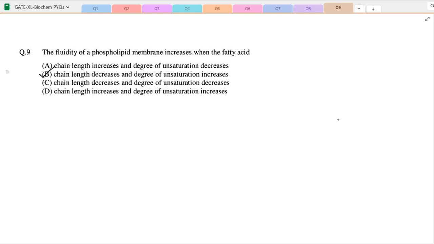And I would also request everybody to know under what temperature conditions, degree of unsaturation and chain length there are different parameters that actually determine the fluidity of a phospholipid membrane. I would suggest everybody preparing for GATE Excel biochemistry or any biochemistry related competitive exams to know how different parameters affect the fluidity of a phospholipid membrane. Moving on to the next question.